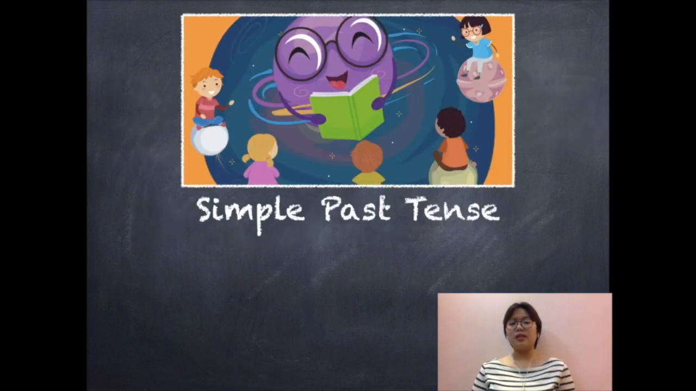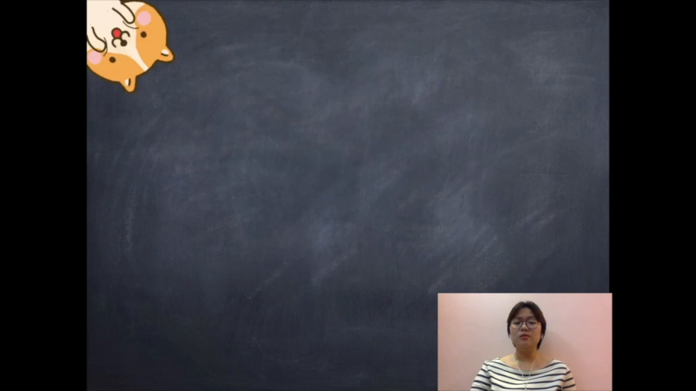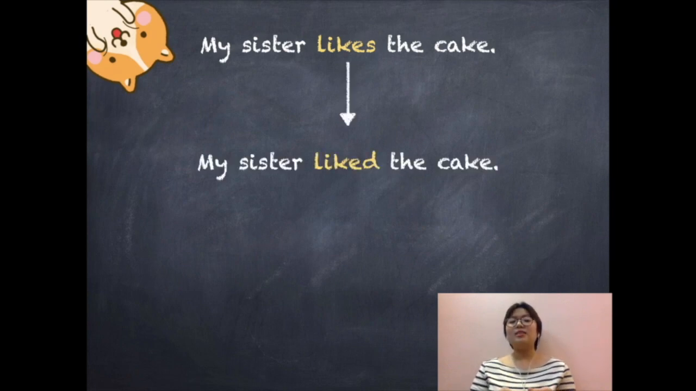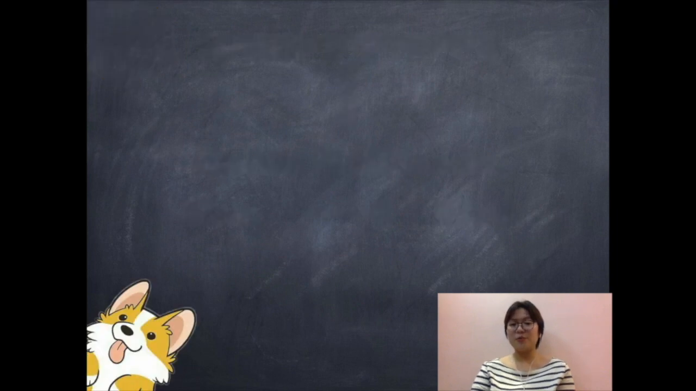So for simple past tense, it is a verb to express an action or a condition which has already happened. So let me give you an example. My sister likes the cake. That's its present form. To make it in past form, my sister liked the cake. Likes became liked.